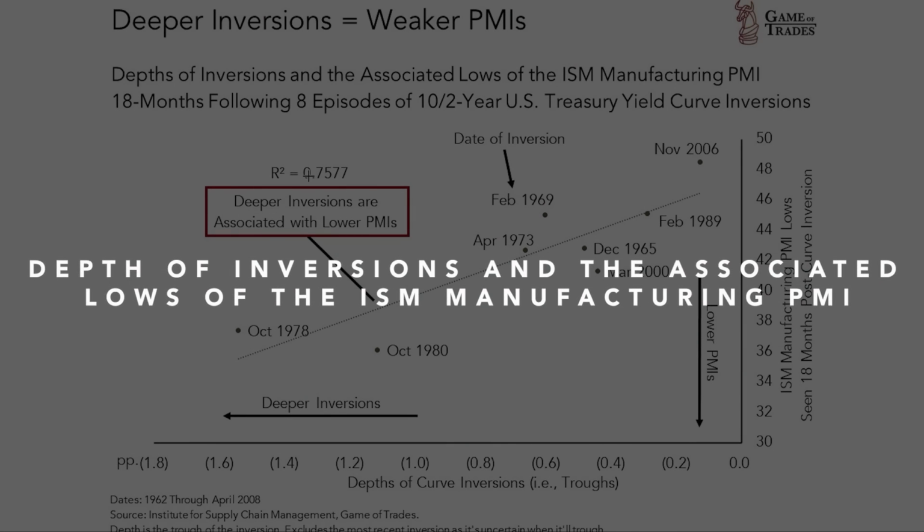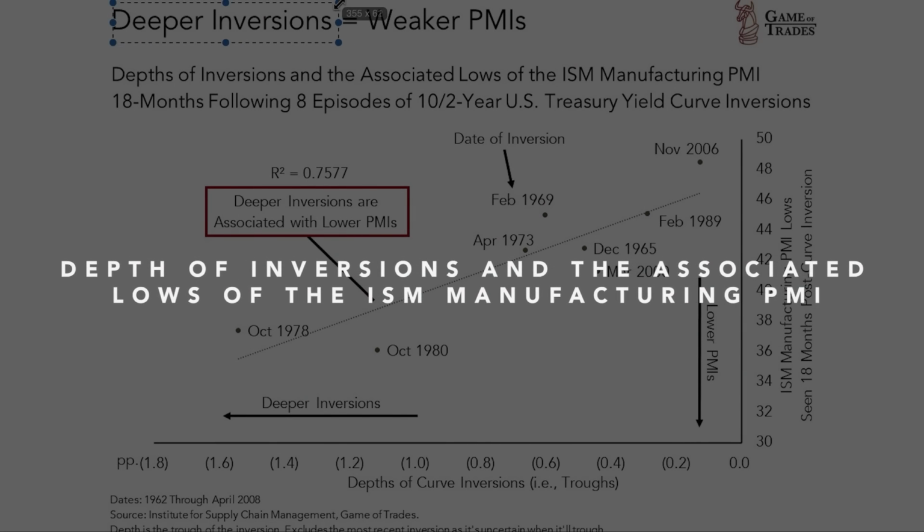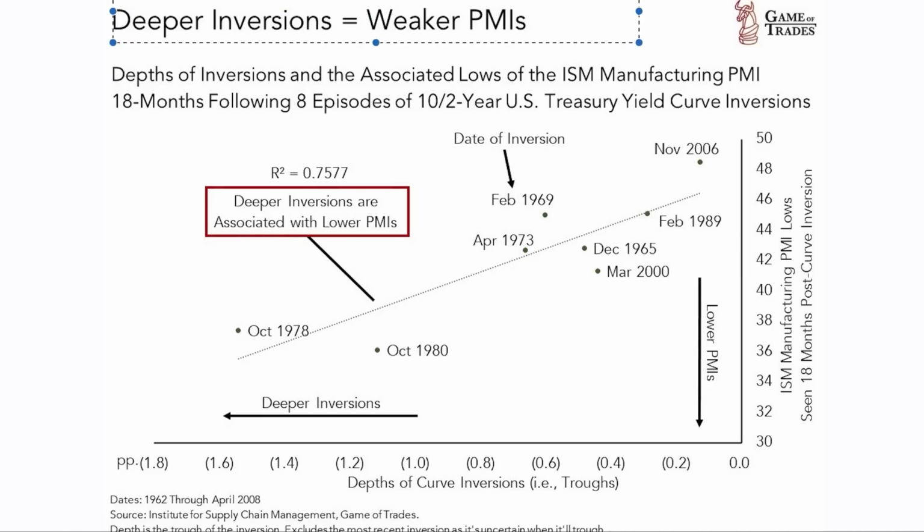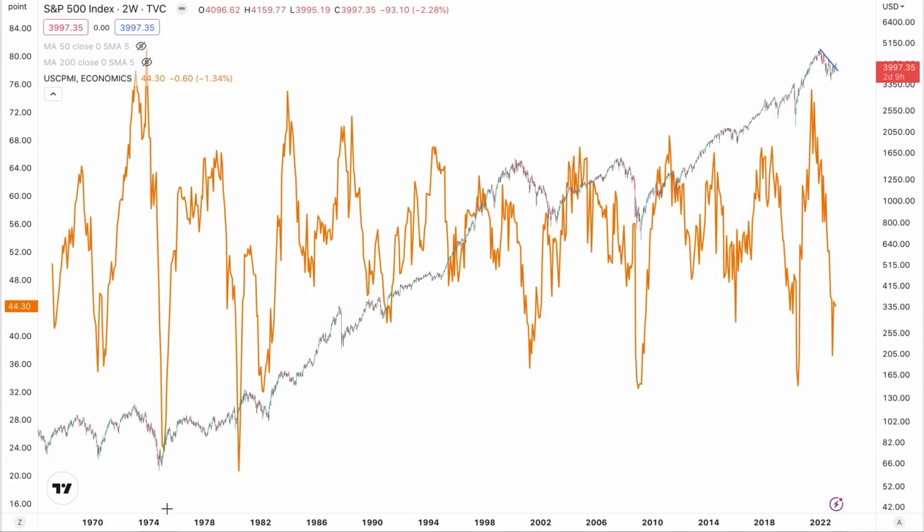Now, what's interesting is that we actually found that deeper inversions are correlated to weaker economic activity. You can see here, this is a chart that basically tracks the depth of the yield curve inversions, how low do these inversions go, and PMIs, so basically economic activity. And you can see the deeper the inversion, the more PMIs go lower. 1978, 1980, seeing the worst drawdowns in PMIs that you can indeed see right here.